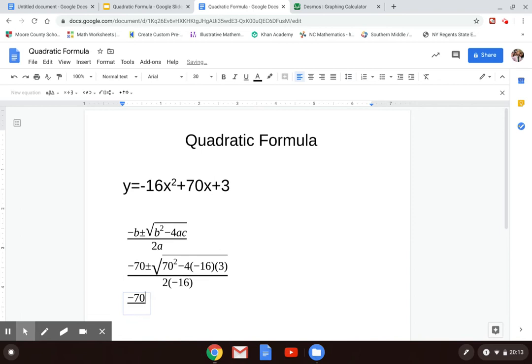So I have negative 70, and then I've got plus or minus, and the square root. So 70 squared is going to be 4,900 minus, and I have here 4 times a negative 16 times 3. So 4 times negative 16 times 3 on my calculator gives me a negative 192. And then all of that's going to be divided by a negative 32, because 2 times a negative 16 is a negative 32.